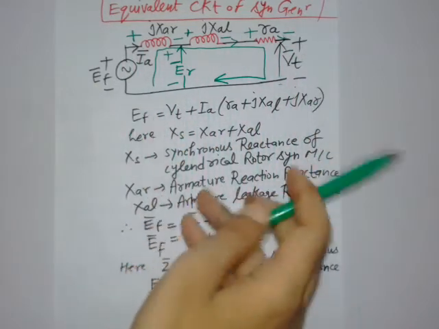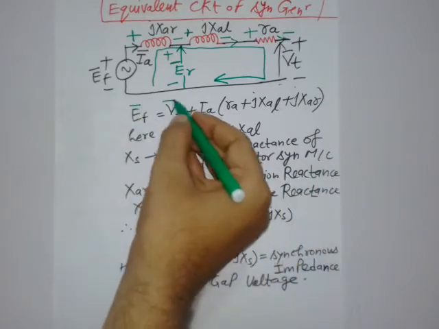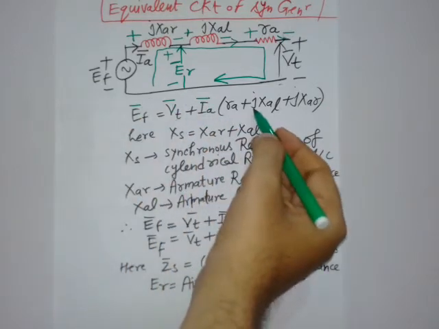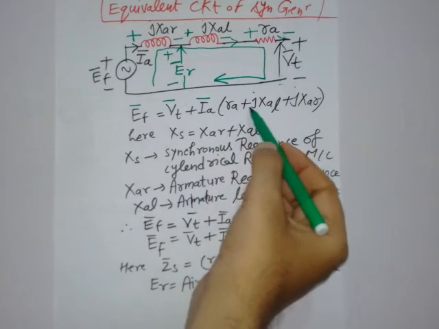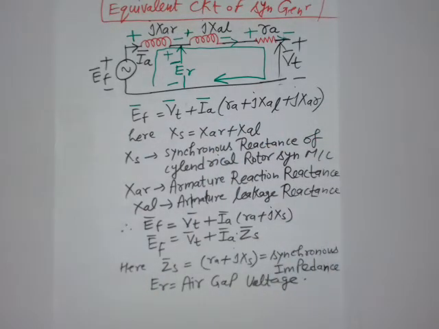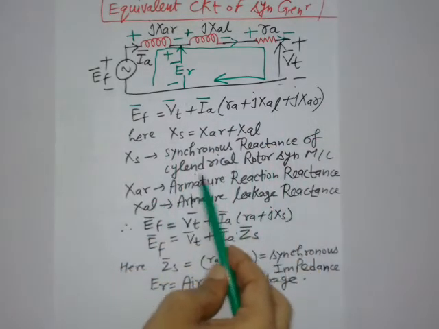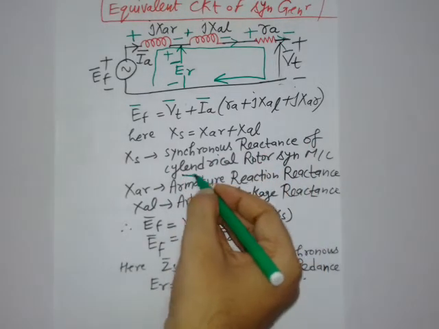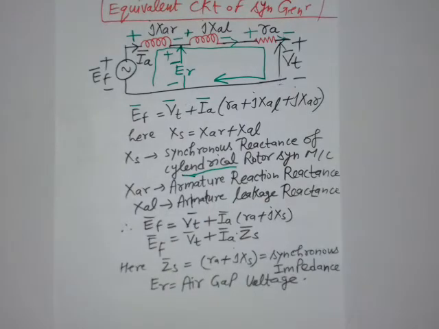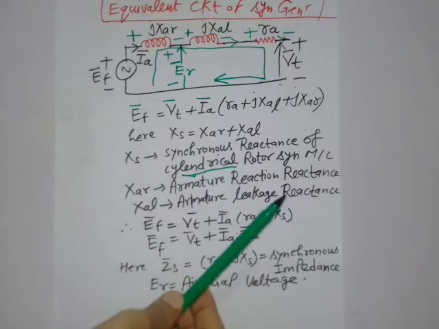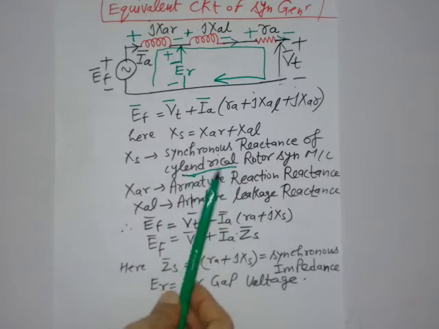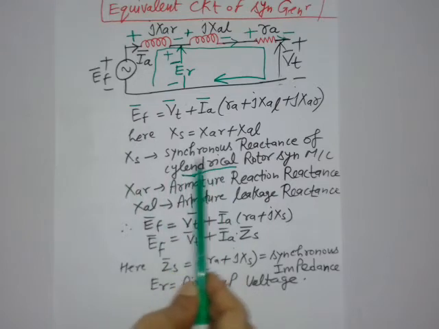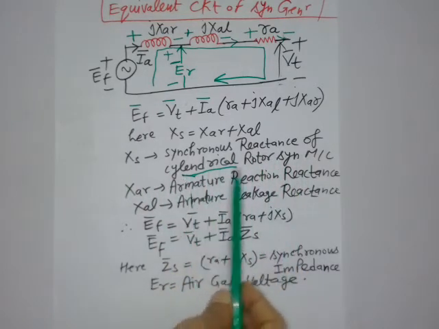So EF is equal to VT plus IA RA plus, when you take IA common, you will get RA plus jXL plus jXR, right? They are all phasor quantities. XS is the synchronous reactance of a cylindrical rotor. Remember, this is for cylindrical rotor and not for salient pole. Salient pole is different, right? XS is the synchronous reactance of a cylindrical rotor synchronous machine.